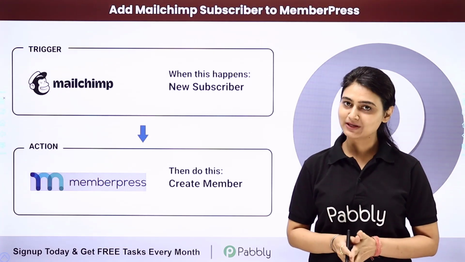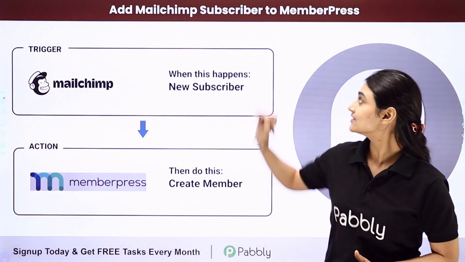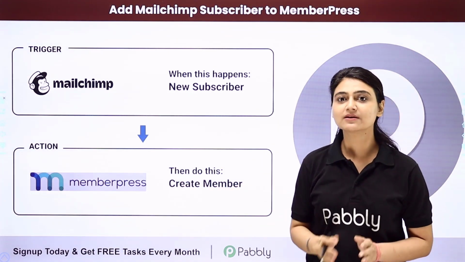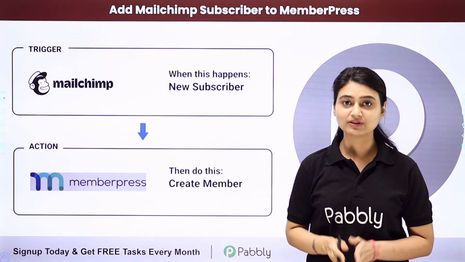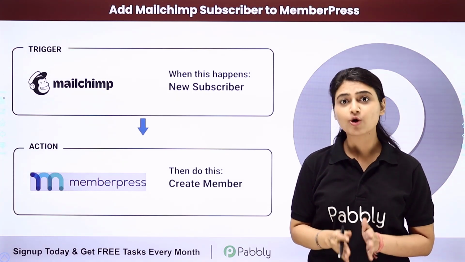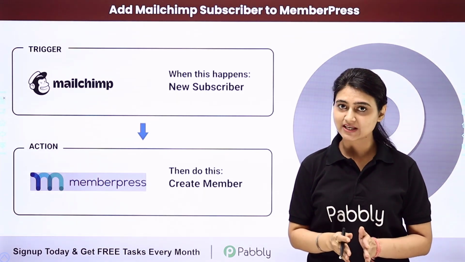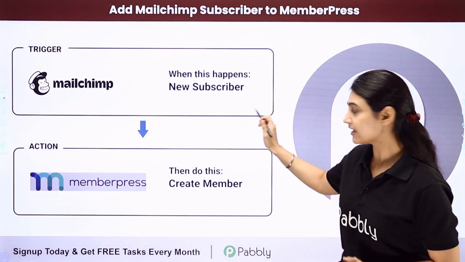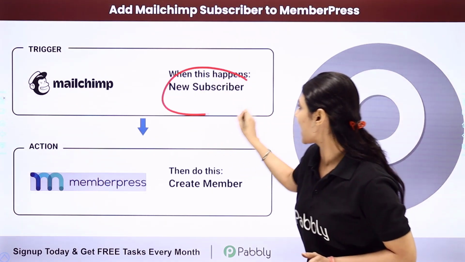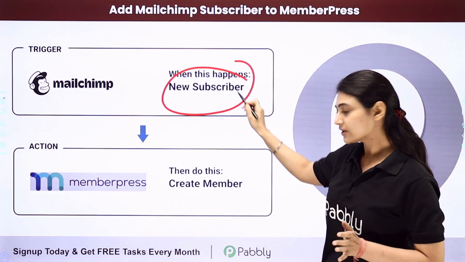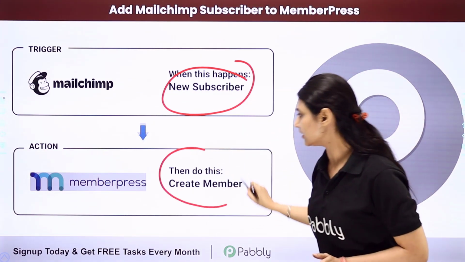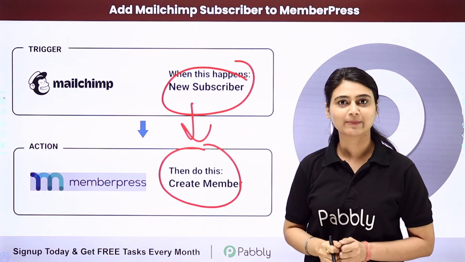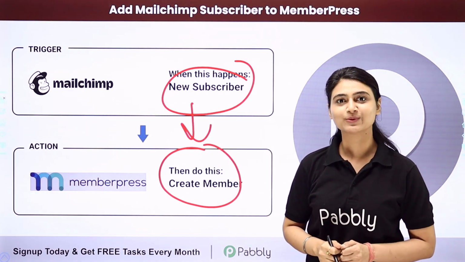In this video, we will learn how you can automatically add Mailchimp subscribers to MemberPress. So MemberPress is a membership management application that allows you to take full control of the type of content your members can see depending on the kind of their membership. So let's say you want every time a new subscriber is added here in Mailchimp, they should be created as a member in MemberPress. So we are going to automate this entire process using Pabbly Connect. Let's take a look as to how we do it.